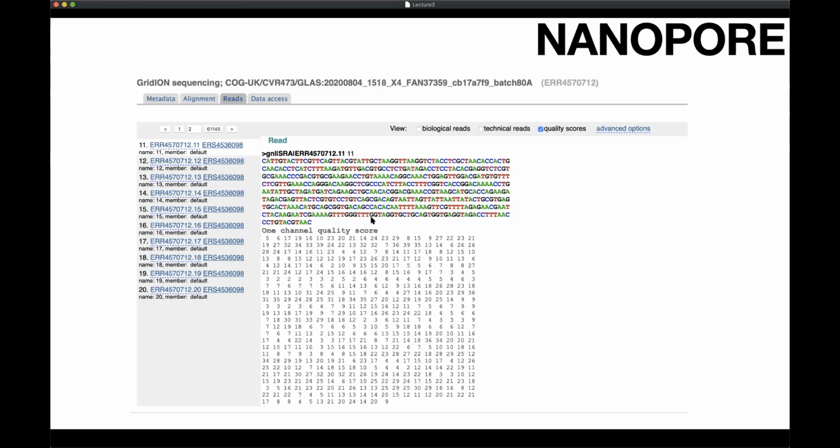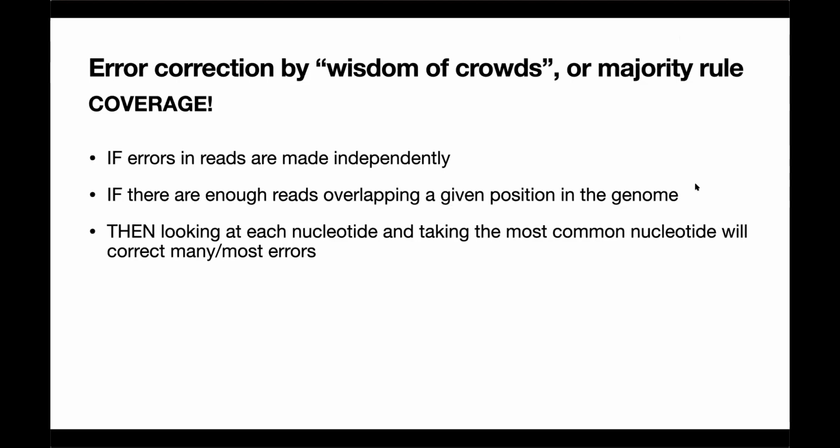So if you know nothing else, you should think to yourself that before you interpret these types of data, you have to be a lot more careful with how you deal with errors, and how confident, or let's say how enthusiastic, you want to be about interpreting the results that you derive from these data. Error correction, again, is a fairly involved area of bioinformatics, but the main intuition is very simple, and it's called error correction by wisdom of crowds, or majority rule.